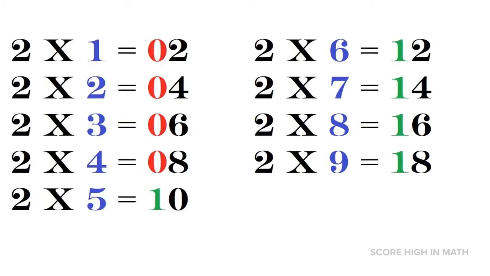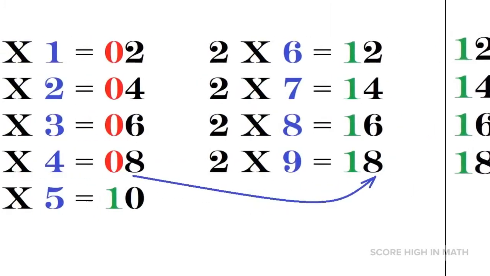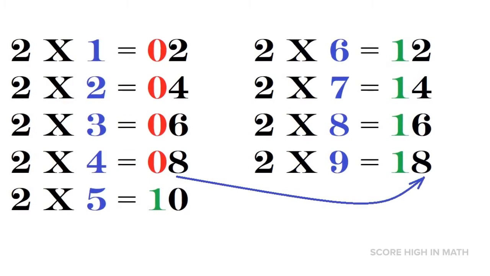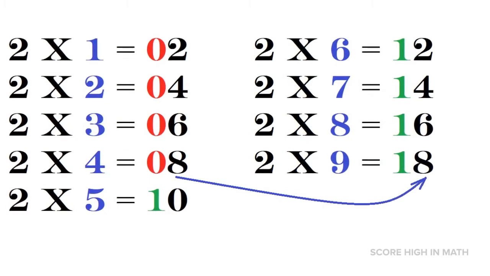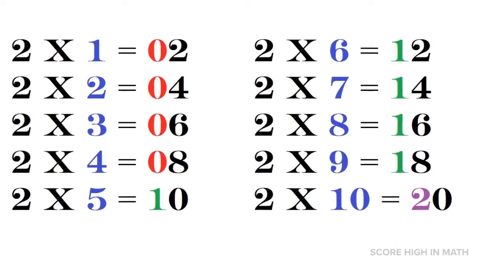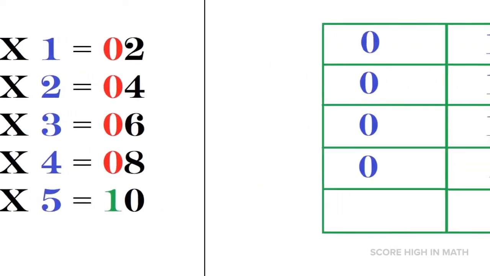2 times 9 is equal to 18. Again, you took the tens from 2 times 5 and the ones from 2 times 4. That's why it is 18. And 2 times 10 is equal to 20.